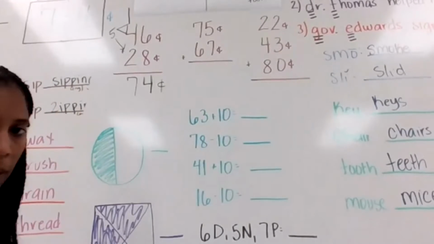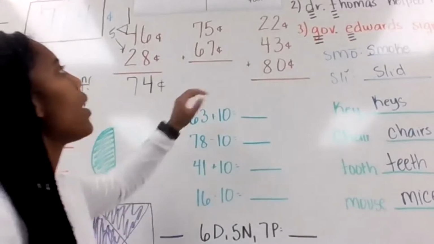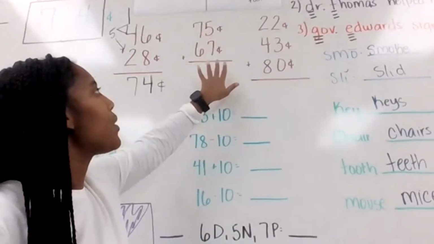All right, let's look at our second one. Now this one will be a little different. Okay, 75 cents plus 67 cents.